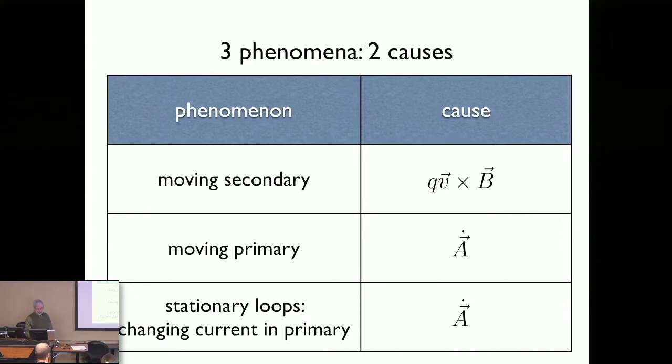And we'll talk about, let's see here. Okay. So when I move the secondary towards the primary, that's caused by a V cross B force. And we'll explain in just a second how that works. But the other two cases are actually the same cause, and that's called the A dot effect, and we'll explain what we mean by the A dot effect. It's a change in A, the vector potential, that is causing the induced current, whereas in the first case, it's what's called the Lorentz force. It's a V cross B force.